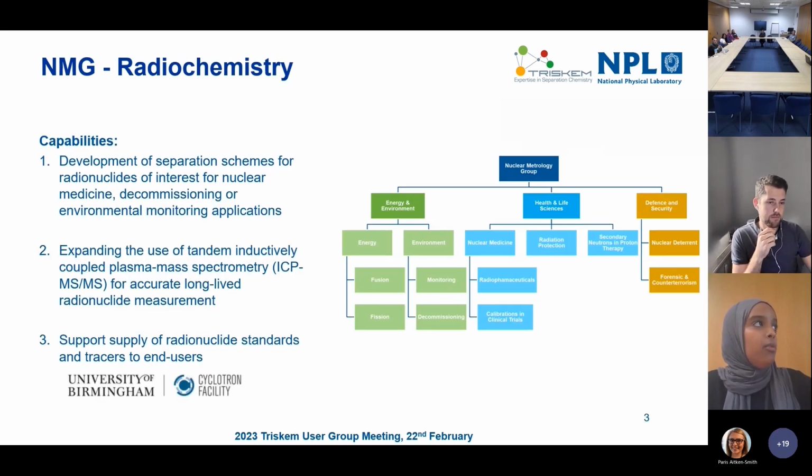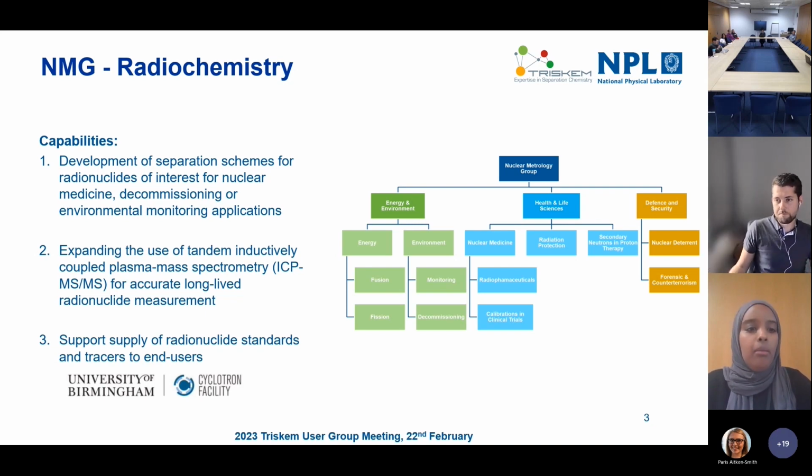So just a quick plug as to what the capabilities are within the nuclear metrology group here at NPL. Most of the work that we've been doing has been to help with the development of separation schemes for the preparation of really difficult to measure nuclei. In the past couple of EGMs, we've had the opportunity to present some of the updates and the progress that the group has made on that.